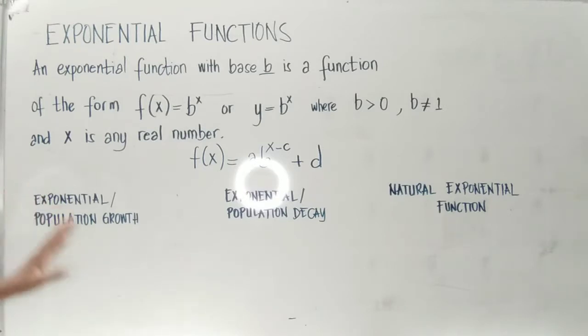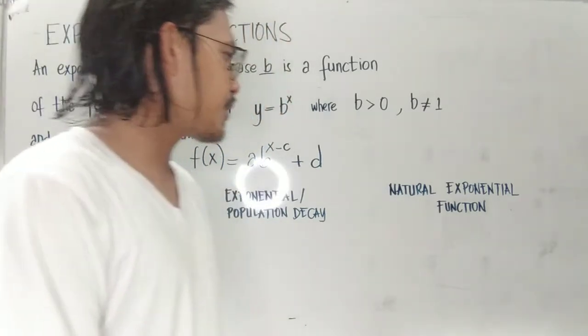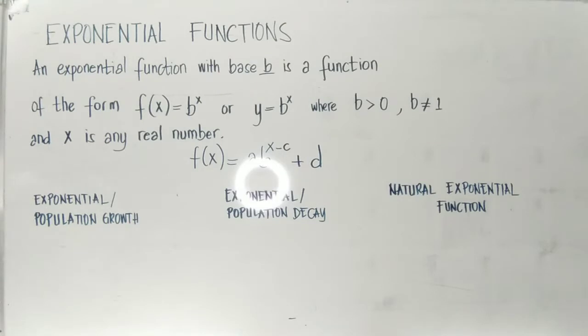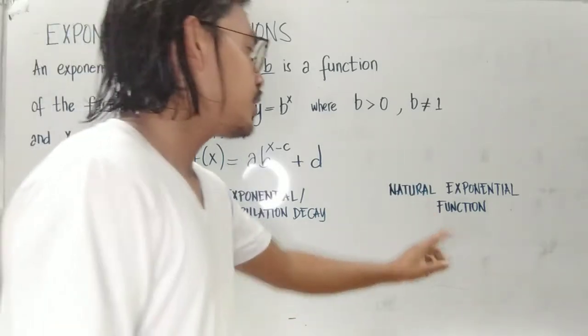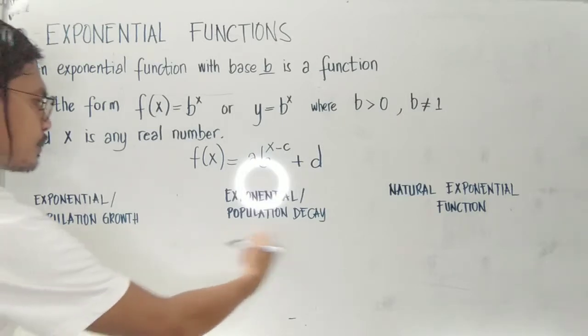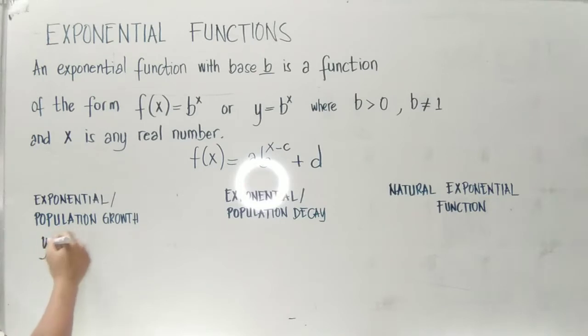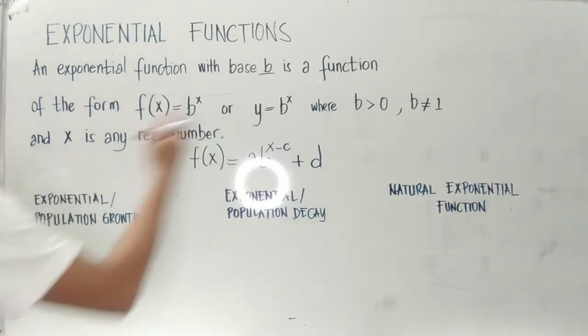So we have exponential or population growth, exponential or population decay, and we have the natural exponential function. I will give you some examples later for the population growth, population decay, and the natural exponential function. First let us discuss population growth, then the population decay.